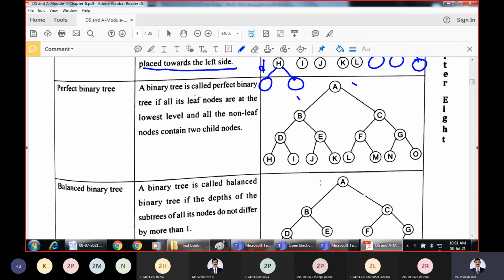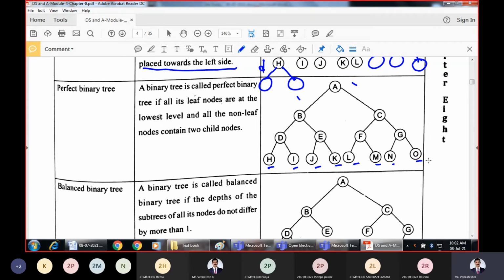Perfect binary tree. So what does a perfect binary tree say? A binary tree is called a perfect tree if all its leaf nodes are at the lowest level and all the non-leaf nodes contain two children. That means all the internal nodes contain two children, and its leaf nodes are at the lowest level. These are all the leaf nodes: H, I, J, K, L, M, N, O.